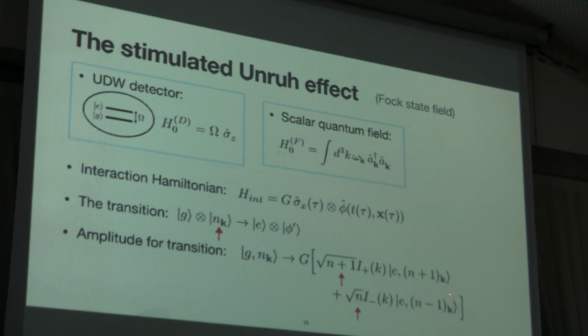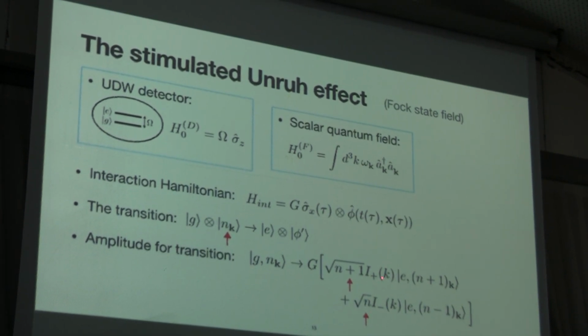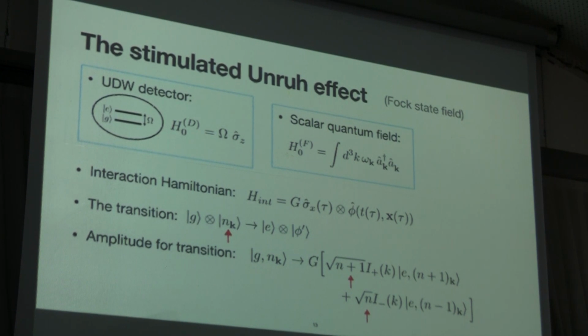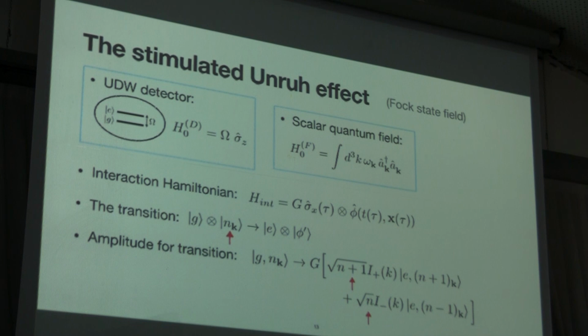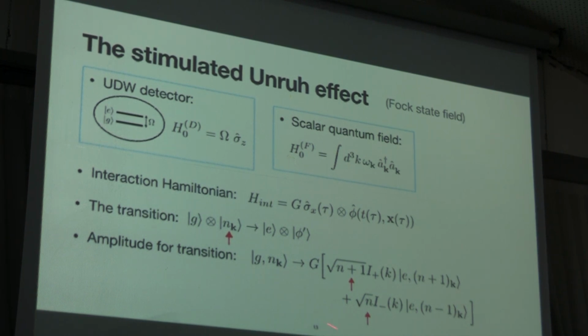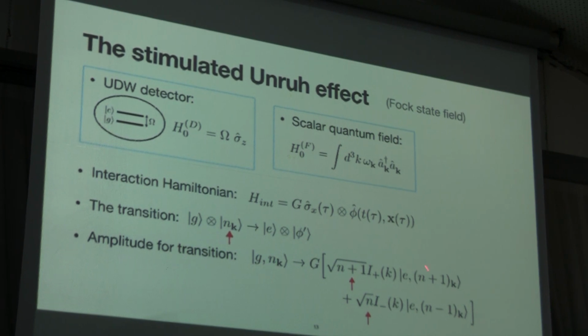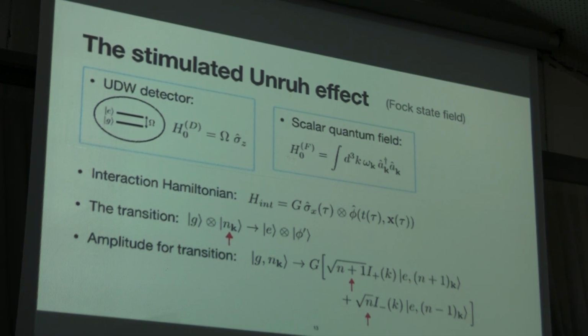Most notably, this is the Unruh term. You see that it still has the time integral I plus, but importantly, it has the square root of n plus 1, which is the enhancement of the Unruh effect. And also we have this other term, which comes from the resonant interaction. So we're happy about having stimulated the Unruh term, and we're not so happy about this one. We're going to have to get rid of it somehow.